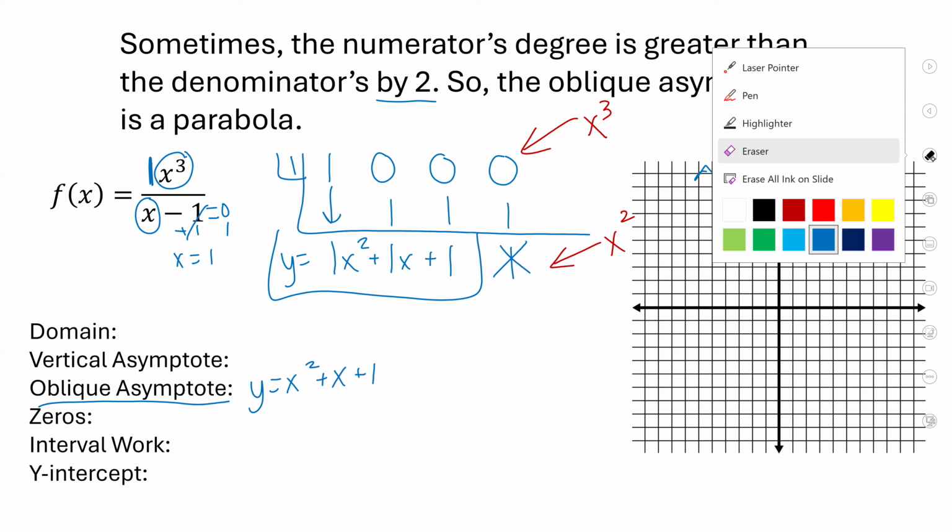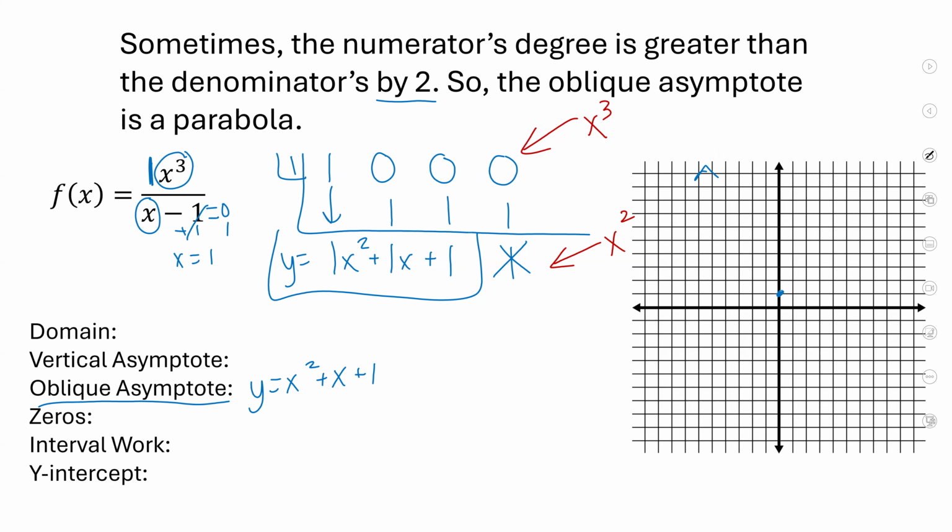Well, I know the y-intercept would be at 1. So it's going to look something like this. Just a rough sketch. Okay, I'm going to let you guys finish the domain, vertical asymptote, zeros, interval work, and y-intercept, and then we'll come back and graph it together.